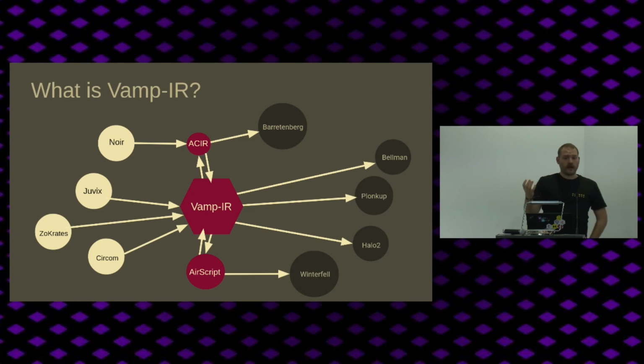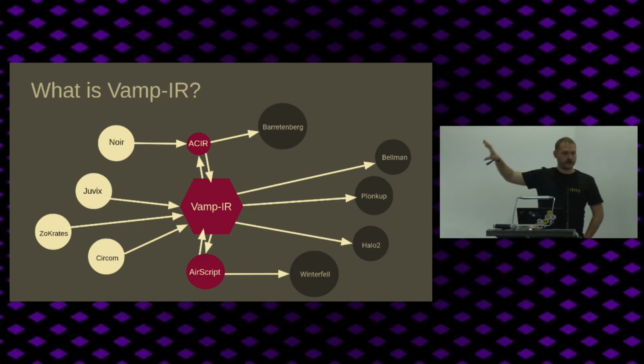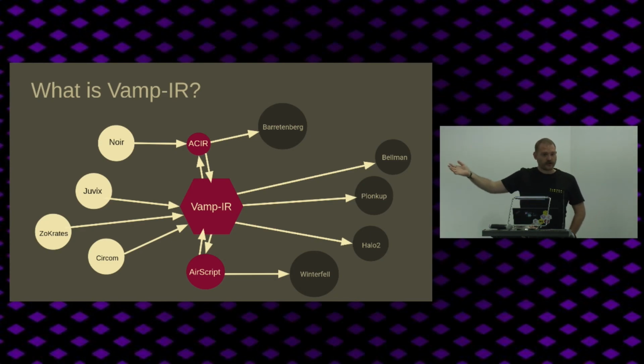So any front-end language that wants to hook up to this graph can do so by targeting VampIR, or they could target the IR used by Noir, ACIR, I think is how they pronounce it, or if you want to use STARKs, you can target AirScript. And if we can compile back and forth between these things, then hitting any one of those targets gets you all the options here without having to rewrite anything. That's the big goal.